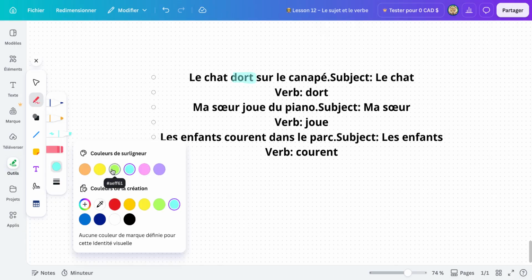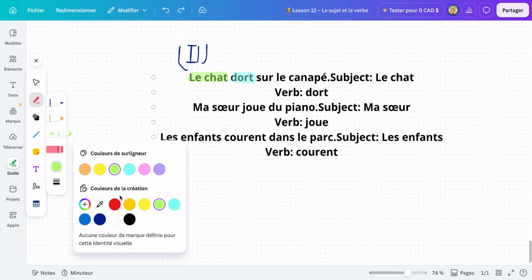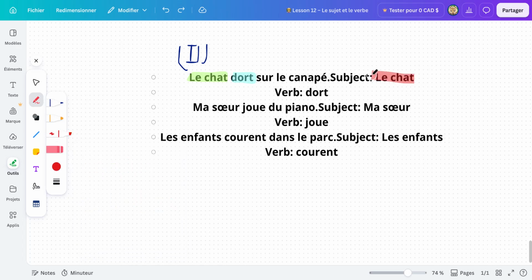The sujet here is le chat because it's le sujet il, or elle, whatever. And then it says right here, the sujet is le chat. And the verb is dort, like le verbe dormir.